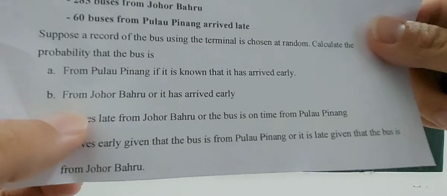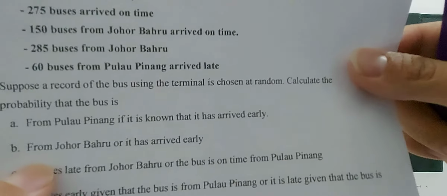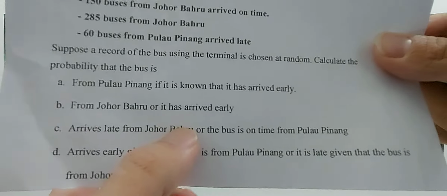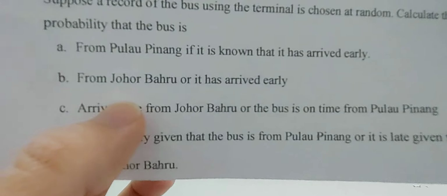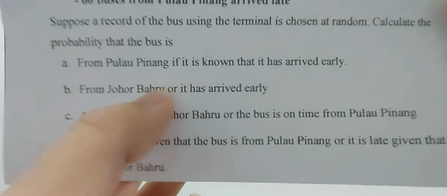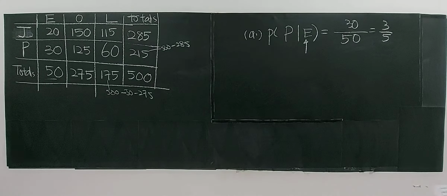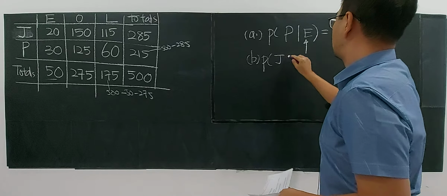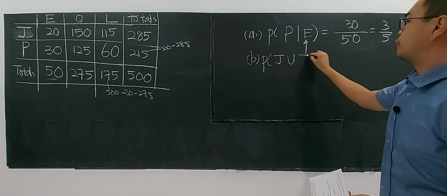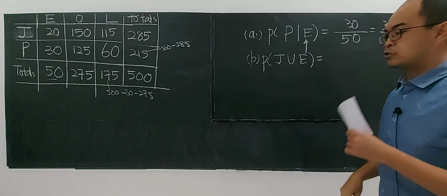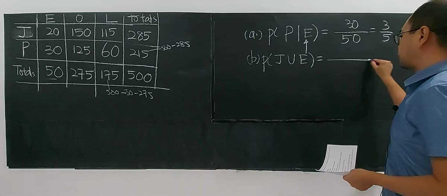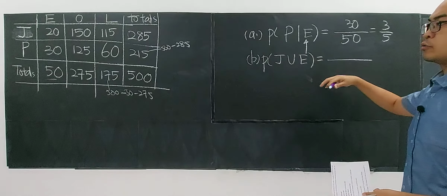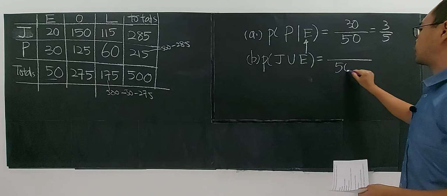And now find the probability that the bus is from Johor Bahru or has arrived early. Read carefully: Johor Bahru or arrive early. Either they are Johor Bahru or arrive early, we accept that. But this is not a conditional probability, it's not given that it's from a certain region. We have to divide by the total 500.